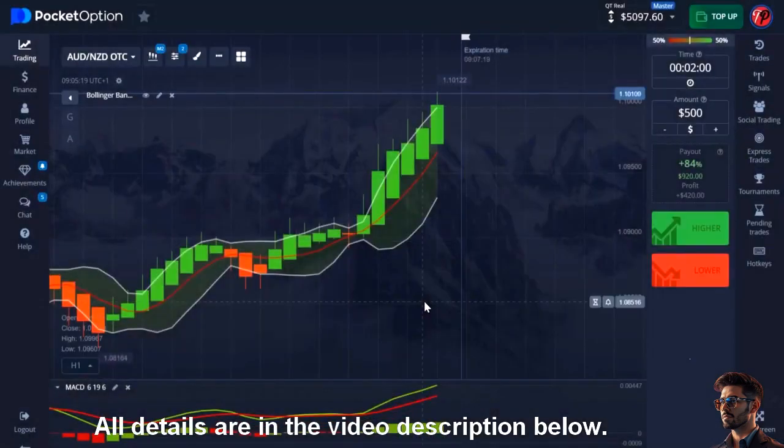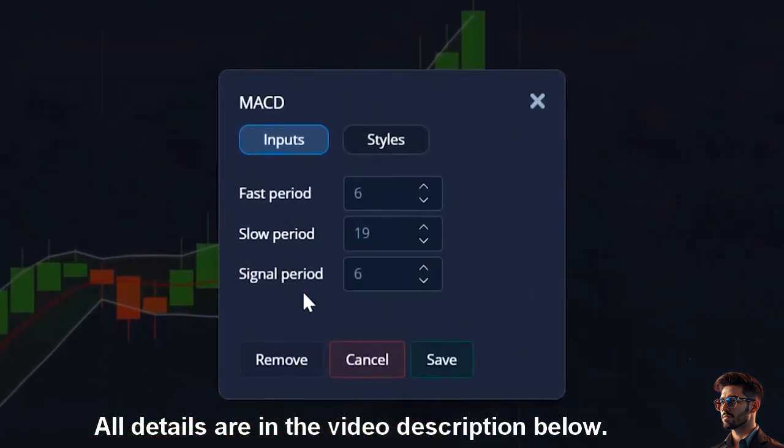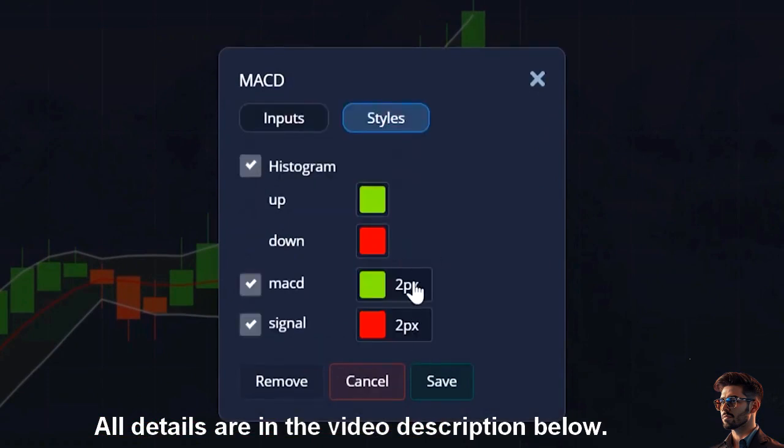The last indicator I use, which is the second indicator, is actually an MACD with a fast period of 6. The slow period is 19, while the signal period is 6. On the style part here, I make sure I take my MACD line and the signal line to 2 pixels. So that's pretty much all you have to do. When you're done, you hit save.